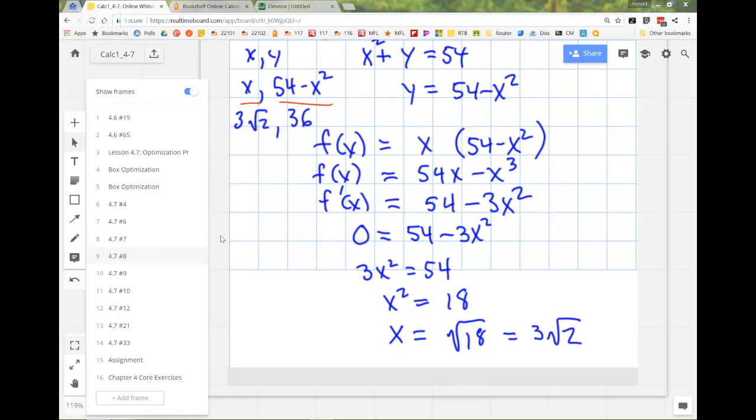Any questions on number 8? Speak up. This whole idea of this is a two-way audio. If anything's not clear, just let me know. That's what we're on for.